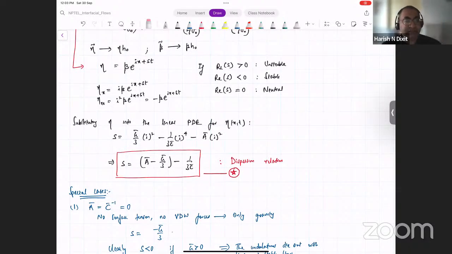Because if you have a thin film, physically, if you think of a thin film on a plate, and you generate a small wave, there is no reason for the wave to spontaneously move to the left or right. Okay.